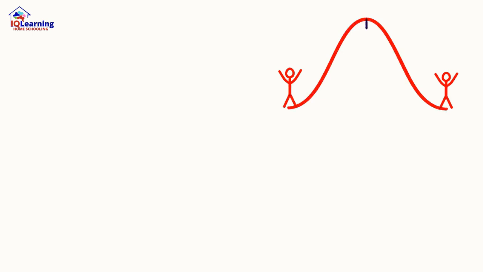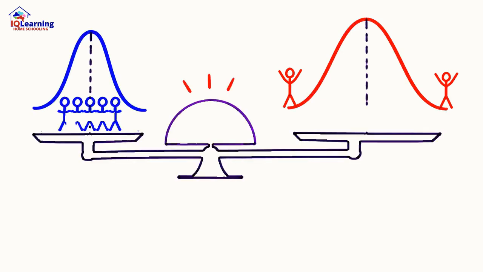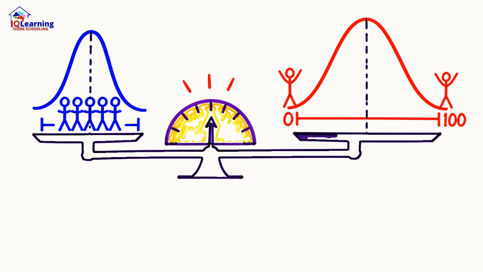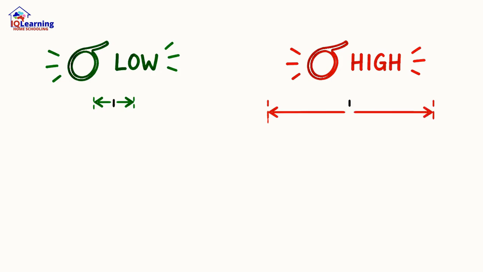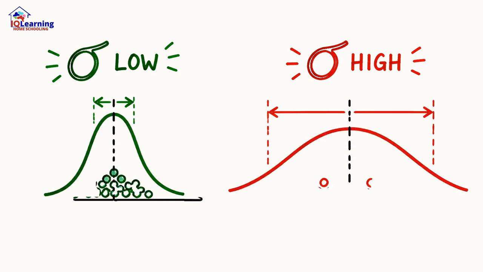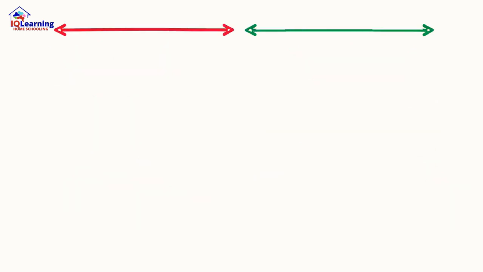One class is perfectly consistent, the other is wildly volatile. How do we capture that difference with a single number? We need to measure the spread. We need a number that tells us how far, on average, each student's score drifts from that center. This number is the standard deviation, often shown by the Greek letter sigma. A low sigma means data is clustered tightly together. It's consistent. A high sigma means the data is spread out. It's volatile.